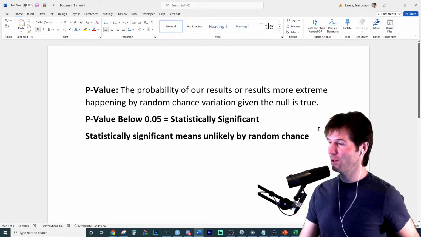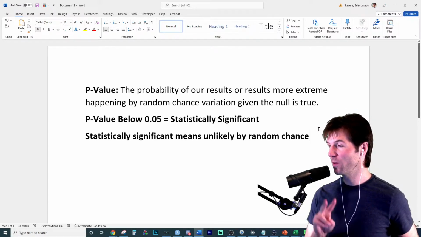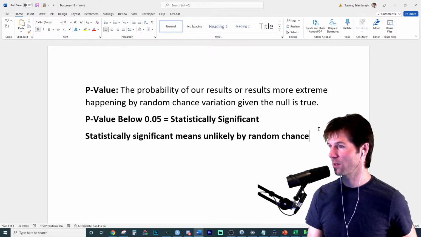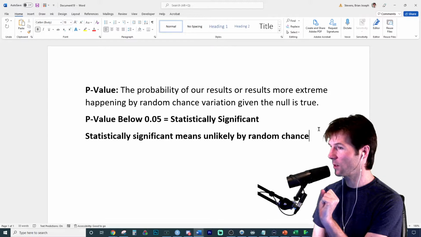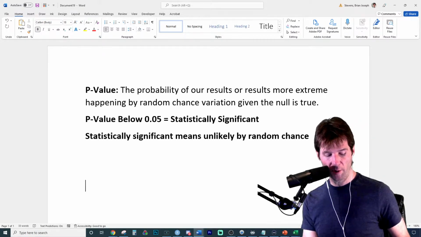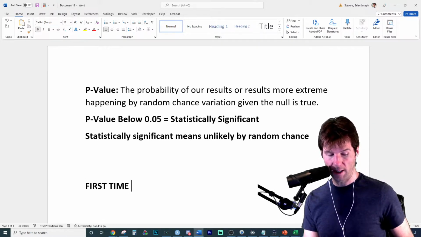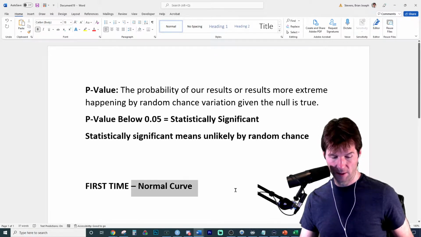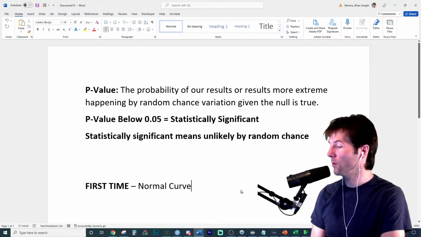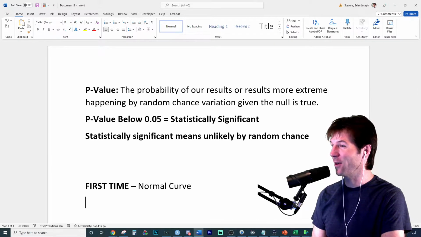So we've used p-values 2 times so far, and here's what you need to think about, especially for this test. The very first time you heard about it was the normal curve. We talked about the normal curve and p-values, statistical significance. Now I can say it. Statistical significance, statistical significance. I can't do it.